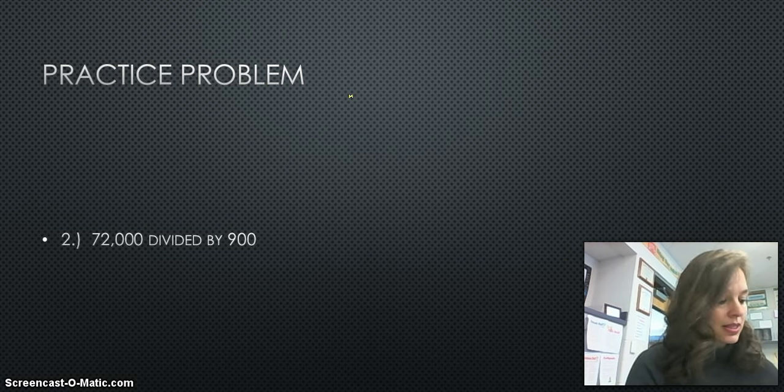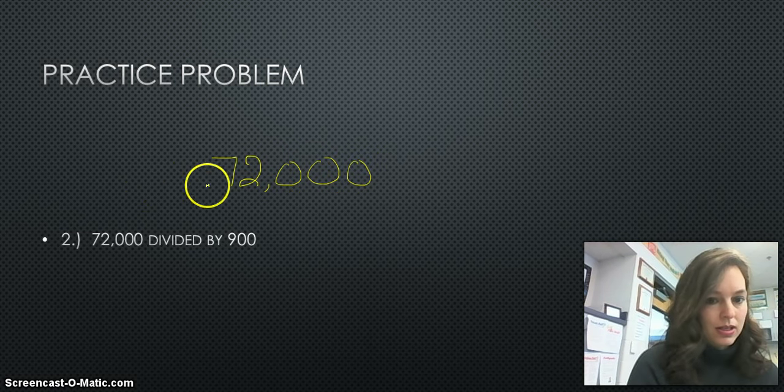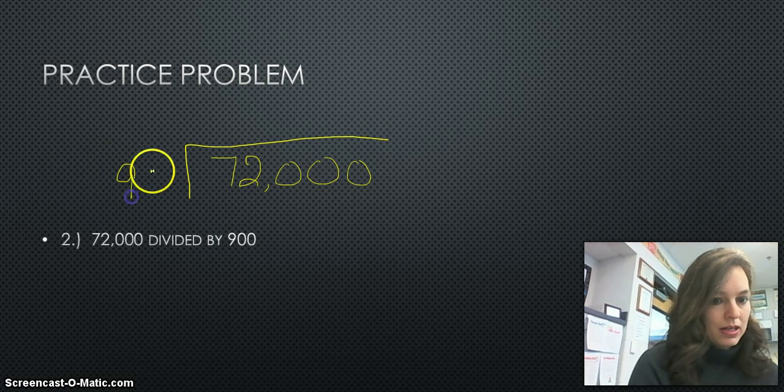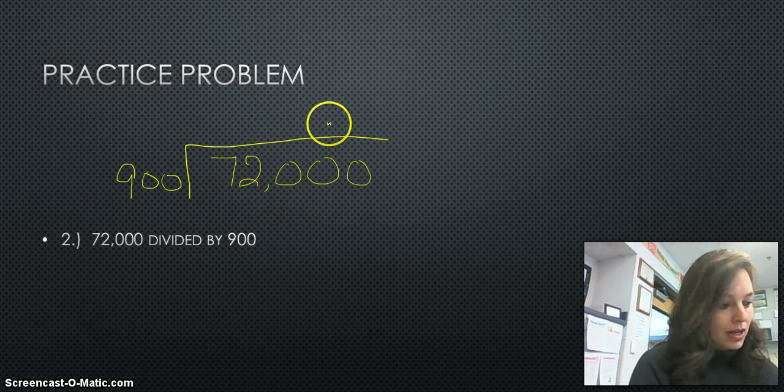All right, so let's set this up. We have 72,000 divided by 900. Well, we know that 9 goes into 72 8 times with 2 zeros at the end, 2 zeros on each side of the equation. So 900 will go into 7,200 8 times with a 0 at the end.